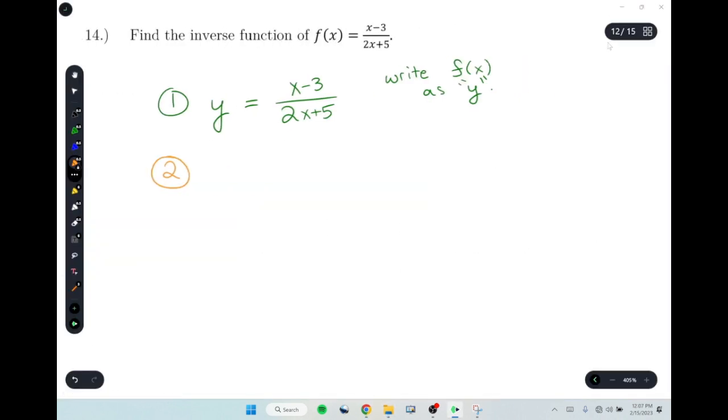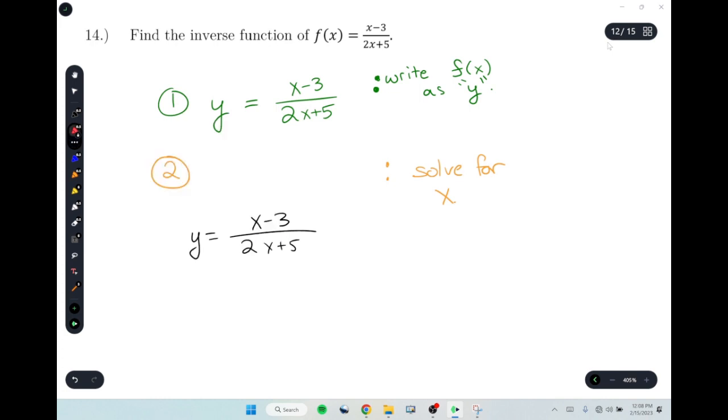So step 2. Step 1 was write it as y. Step 2 is solve for x. That's the hard step. This is the one that takes math work. So let's get x by itself. Y equals x minus 3 over 2x plus 5. Any ideas?